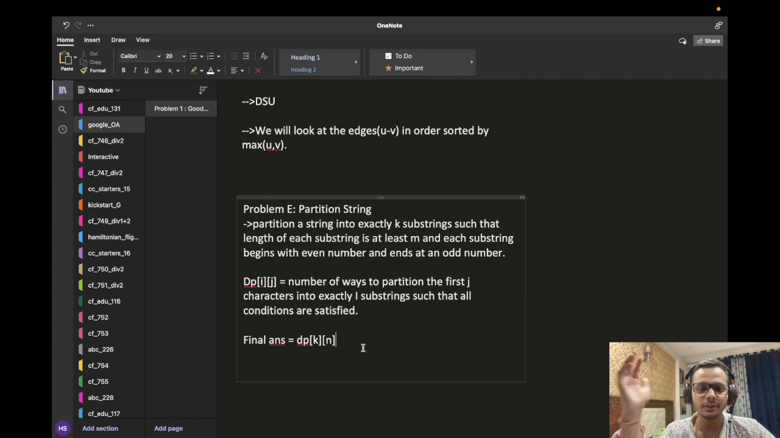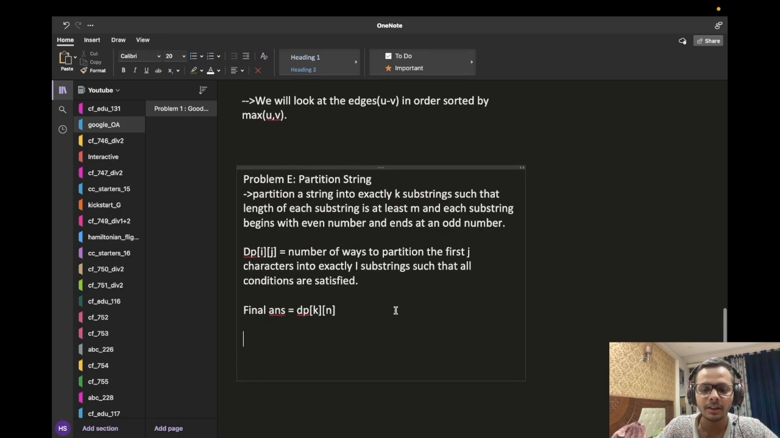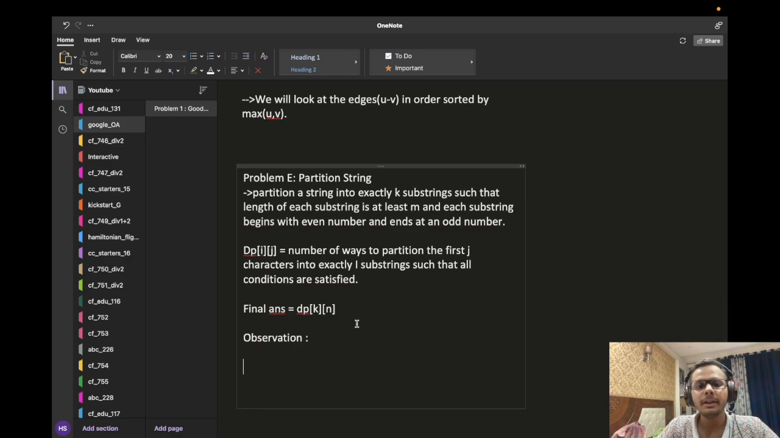The only thing that is left is to look at the transitions, and before looking at the transitions, let's make a very simple observation. The main observation here is that if we look at the second condition, every string should begin at an even number and should end at an odd number, right? So the question that you should ask yourself is which particular indices are valid endpoints of a string, or maybe which particular indices are valid starting points of a string.